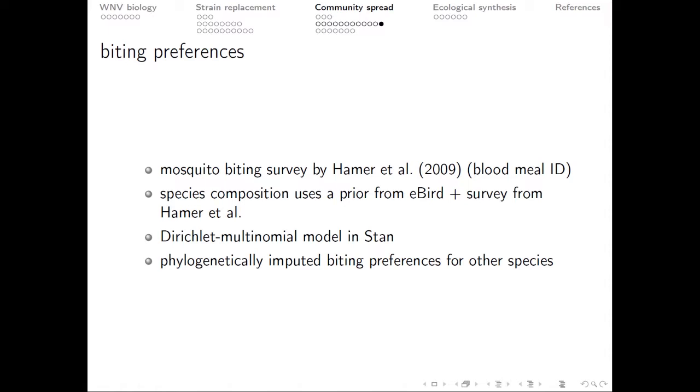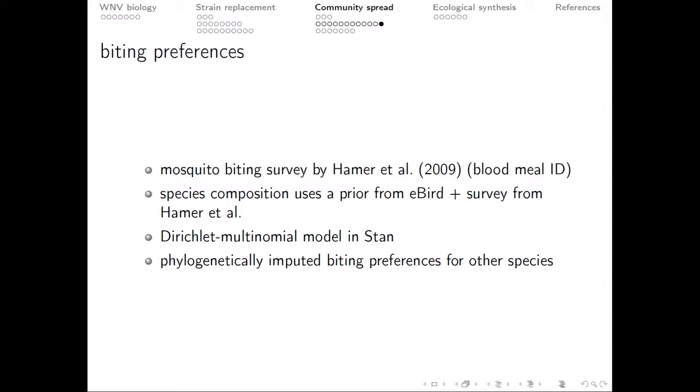To get biting preferences, we used that blood meal ID technique that I mentioned, where you take a mosquito that's taken a blood meal and see what it's bitten most recently, and compare that to the species composition. So if 25% of the mosquitoes that you catch have taken their last blood meal from house sparrows, but house sparrows make up 50% of the population, that means that mosquitoes really don't like house sparrows, and conversely.